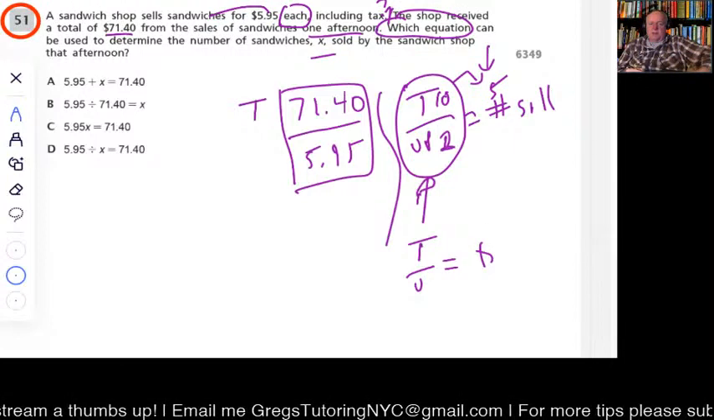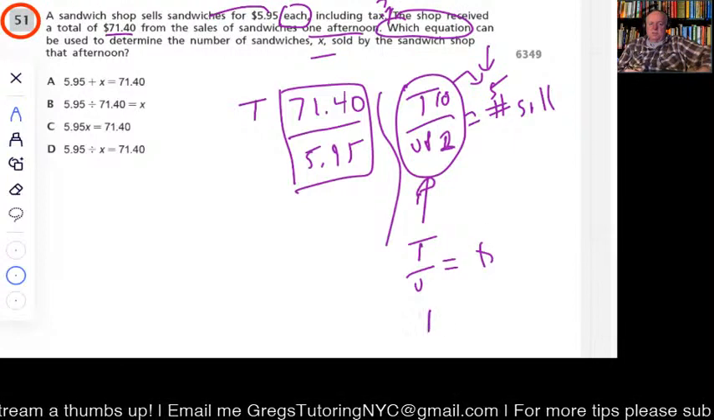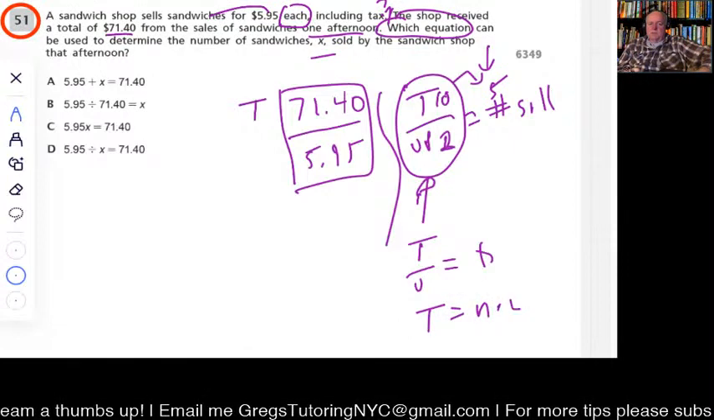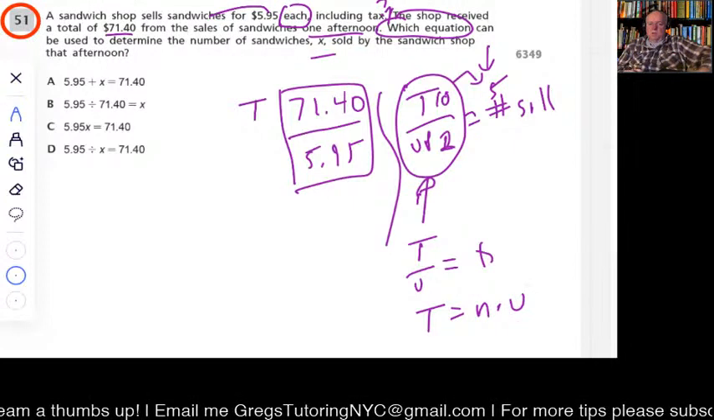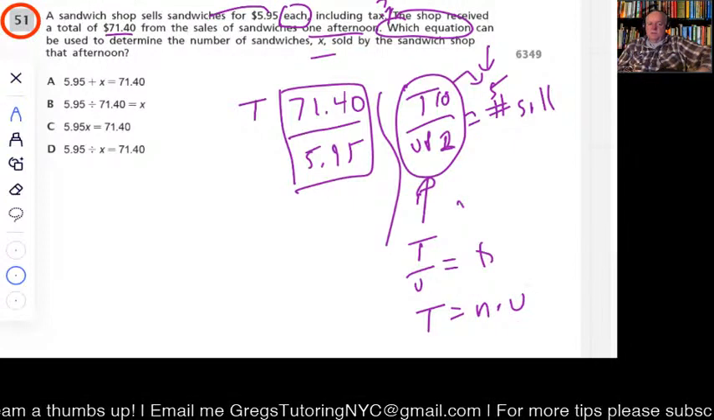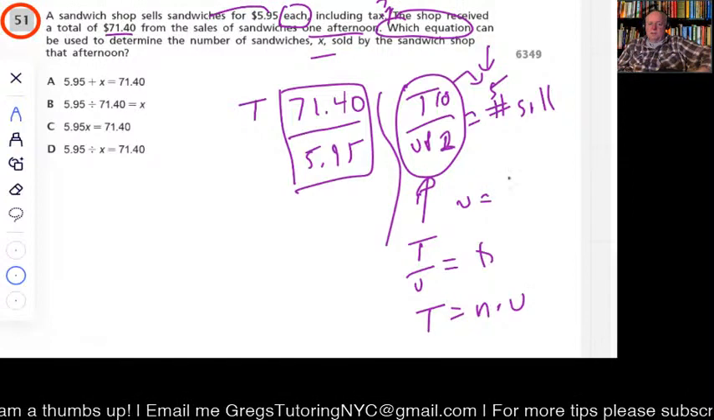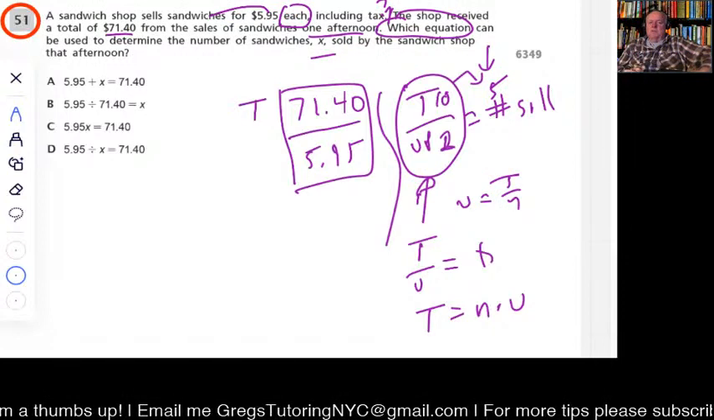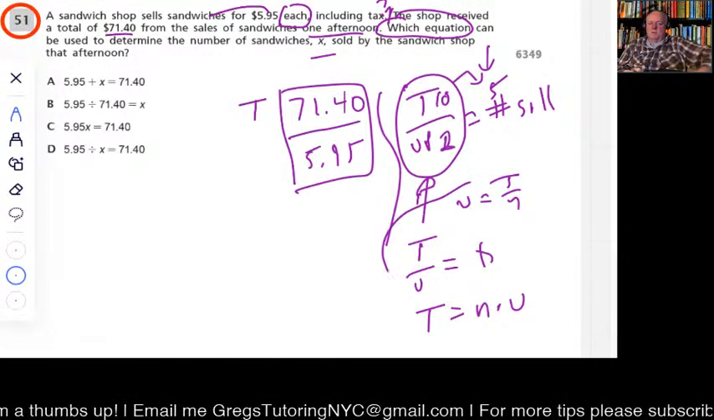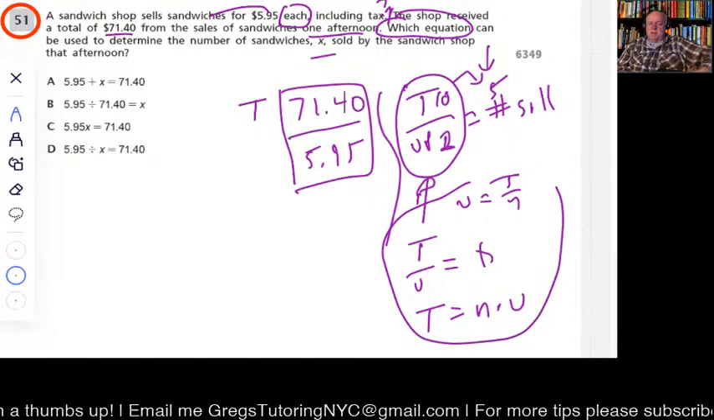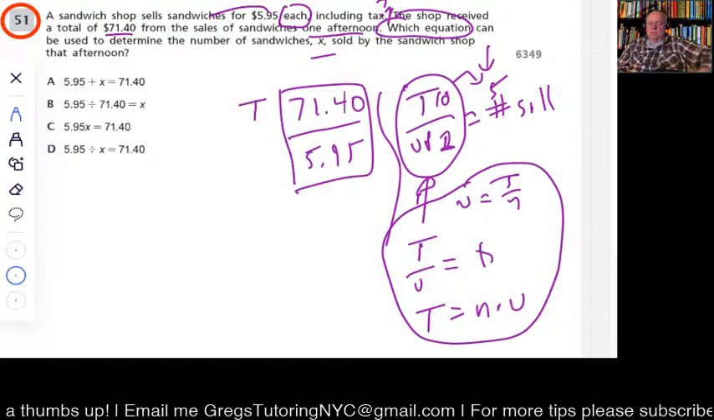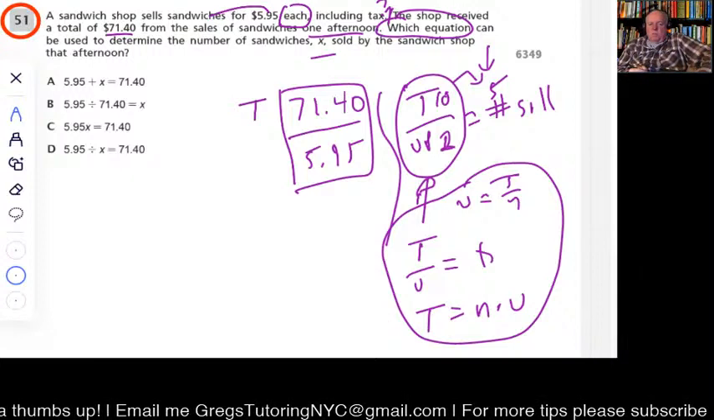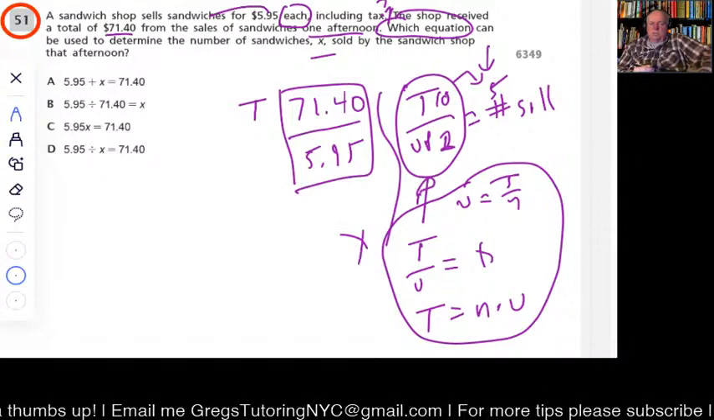For instance, if I multiply both sides by U, then the total equals the number sold times the unit price. All right? It's also true that the unit price is equal to the total divided by the number sold. Okay, there's a whole bunch of stuff we can do here. So all these 3 forms are valid. They all represent how to figure out the number sold. Okay, so what we need to do now is look through these, because they probably put one of these tweaks to it to give the choices that we're looking for.